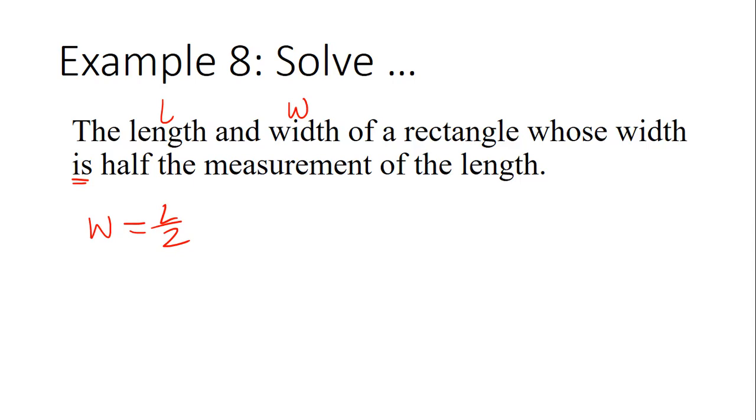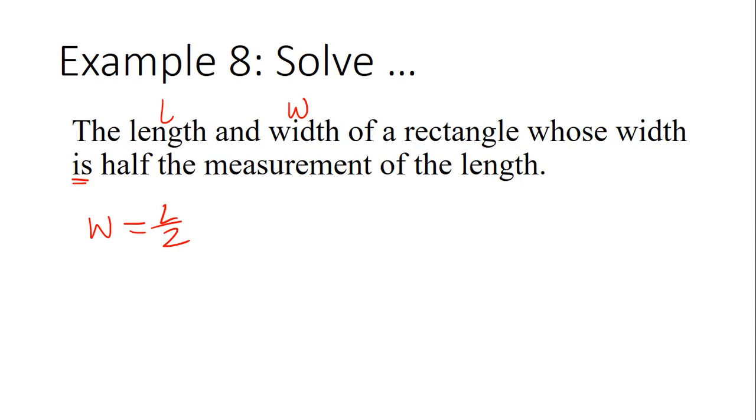So here we go. The length and width of a rectangle whose width is half the measurement of the length. It just wants us to create the equation. On your SAT, there's a lot of just create equation problems, okay? They want you to be able to read the problem and write out the equation. You're not even having to solve. You got to read and create. Does that make sense? So here, what you want to go through is identify your variables. So you read and then you identify your variables. So for this problem, we had an L and a W, length and width, right?